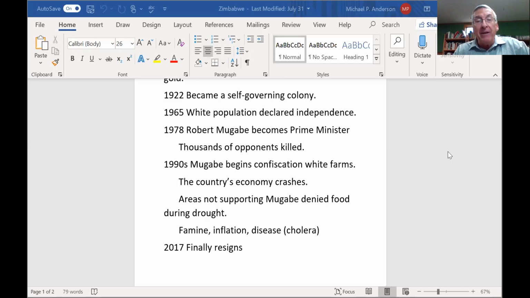He finally died in 2019, just last year. Finally, this guy's dead. He actually died in Singapore in this high-priced private hospital. Yeah, he was pretty much a jerk.